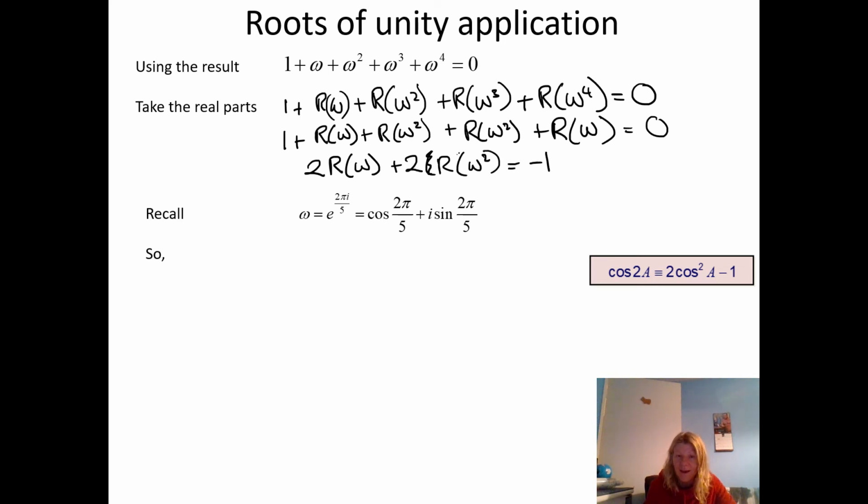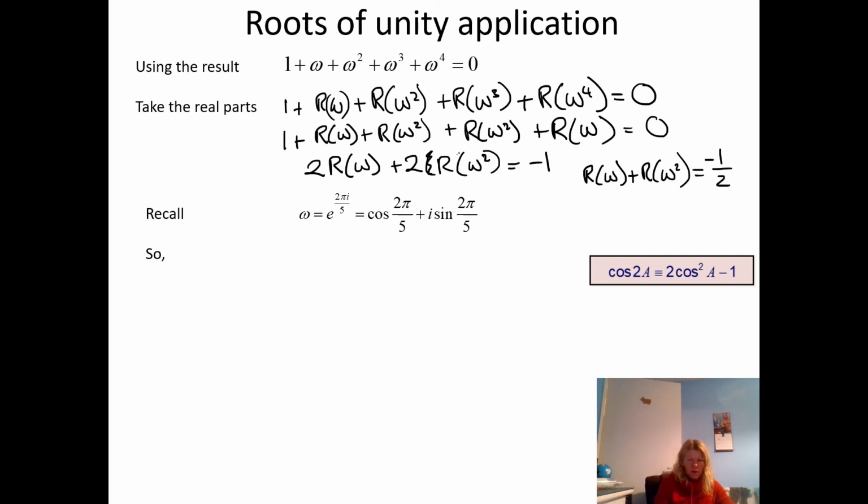And then you can see what's going to happen, can't you now? If you divide everything by 2, we will get the result that we were after, which was the real part of omega plus the real part of omega squared equals -1/2.